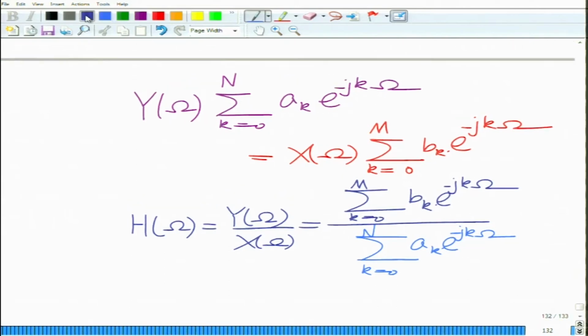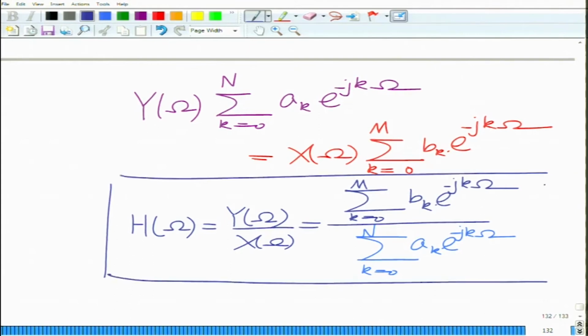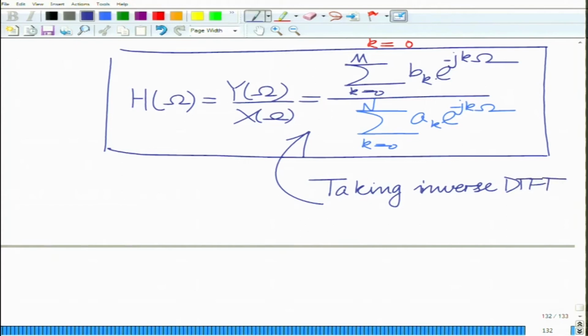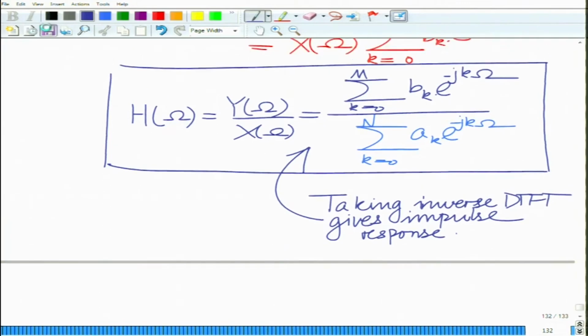Okay. So, that is the transfer function. And taking the inverse DTFT of this gives the impulse response.